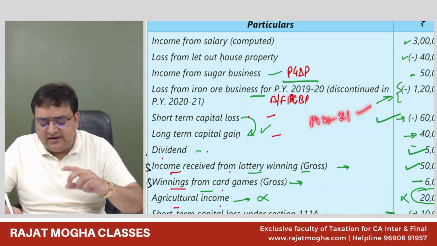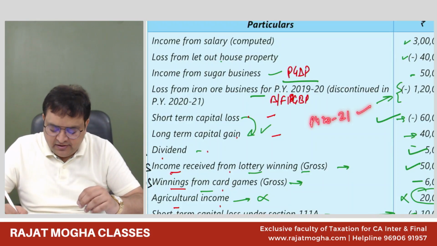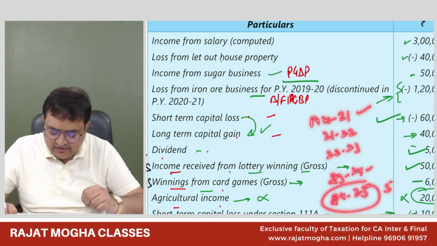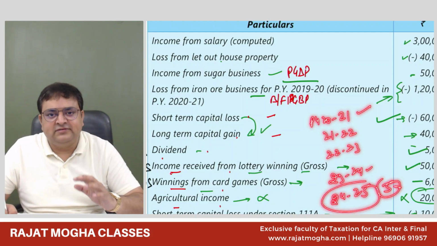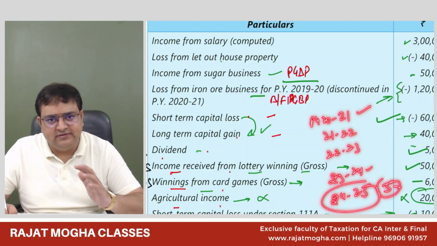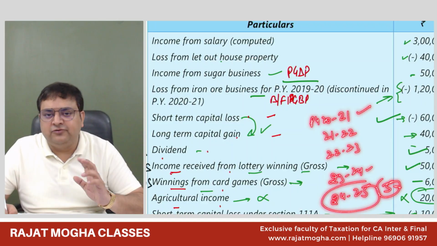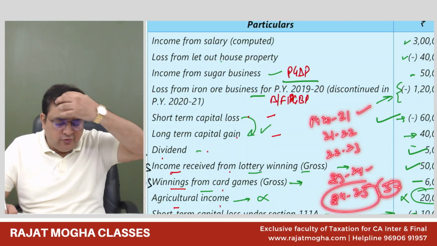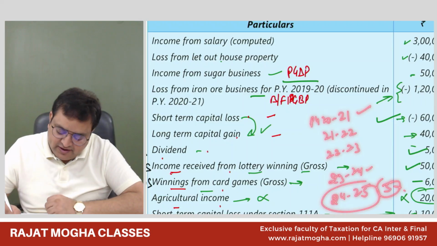So next year 2020-21 is the first year. 21-22 is the second year. 22-23 is the third year. 23-24 is the fourth year. And 24-25 this year is our fifth year. So this loss is still alive. It's not a dead loss. Not even 5 years have completed. Had this been the eighth year also, we are okay with that. But if this would have been the ninth year, then we would not have been okay with this. This is the fifth year, so we are okay with it.